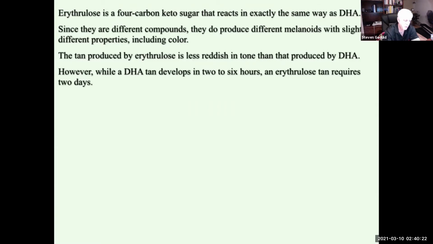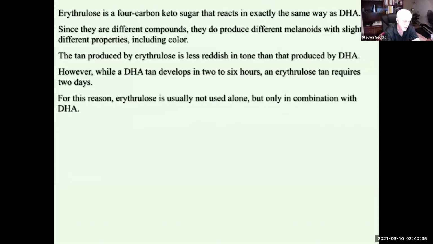While DHA tans develop in 2 to 6 hours, erythrulose tans require 2 days to develop after you spray it on. It's penetrating down deeper. It takes a long time for those melanoidins to develop. For this reason, erythrulose is not used alone, but in combination with DHA. So use both together. The DHA gives you an initial tan in 2 to 6 hours. And then the erythrulose kicks in about 2 days later. Then it gives you a darker tan on top of that also. And the tans last longer that way.